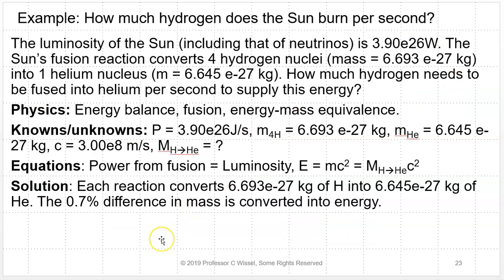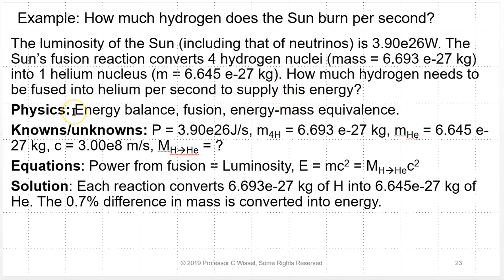So how much hydrogen does the sun burn per second? The luminosity of the sun, including that of neutrinos, is 3.9 times 10 to the 26 watts. That's its power. The sun's fusion reaction converts 4 hydrogen nuclei with a combined mass of 6.693 times 10 to the minus 27 kilograms into 1 helium nucleus with a mass of 6.645 times 10 to the minus 27 kilograms. How much hydrogen needs to be fused into helium per second to supply this energy?